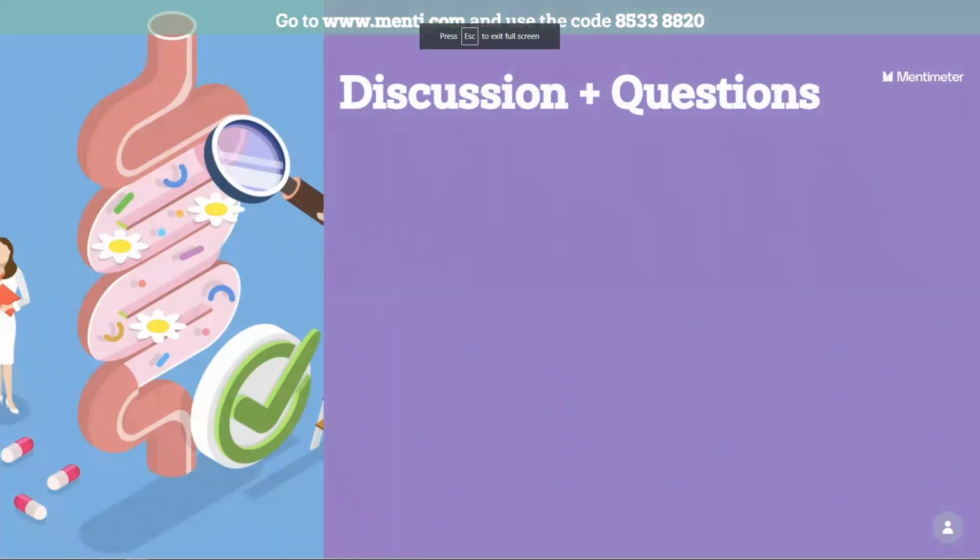Okay, I'm seeing in the chat, what does GALT stand for? I'm going to type it out as well, but that stands for the gut-associated lymphoid tissue, which is a part of our immune systems.